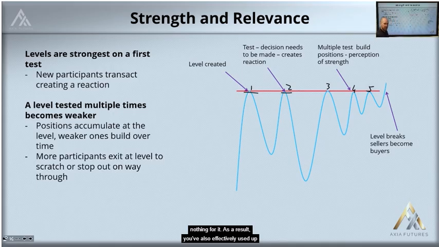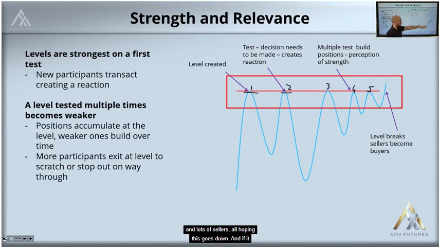As a result, you've also effectively used up the inventory of people willing to sell. Who else is going to sell when everybody is already short? As a result, now you have a situation where not only have you got buyers who may be willing to buy through the level, but you've also got lots and lots of sellers all hoping this goes down. And if it doesn't, they're all going to buy as well. So the more times the level gets hit, you're actually running out of people who are able to sell, because for these people who are already short, they need somebody to come in and sell it as the market drops. Now, it won't be them because they've already sold. And as a result, they're now effectively the reason why the level will break on them. So the more a level gets tested, the weaker and weaker it becomes.